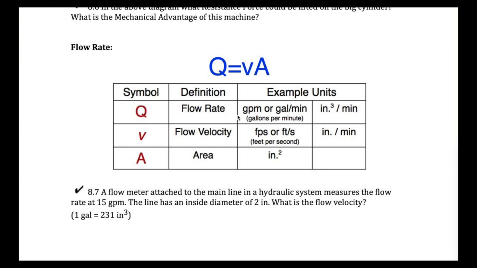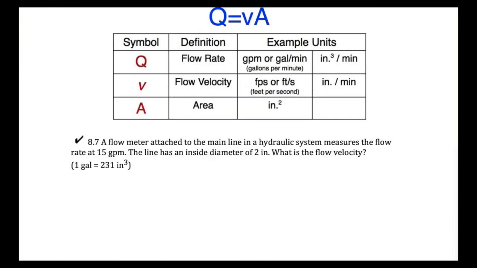Let's attempt this problem here. It says a flow meter attached to the main line in a hydraulic system measures the flow rate, Q, at 15 gallons per minute. The line has an inside diameter of 2 inches. What is the flow velocity? How fast is the liquid flowing? The velocity. So we're solving for V here. So I can just do that real quick. V is going to be Q over A.